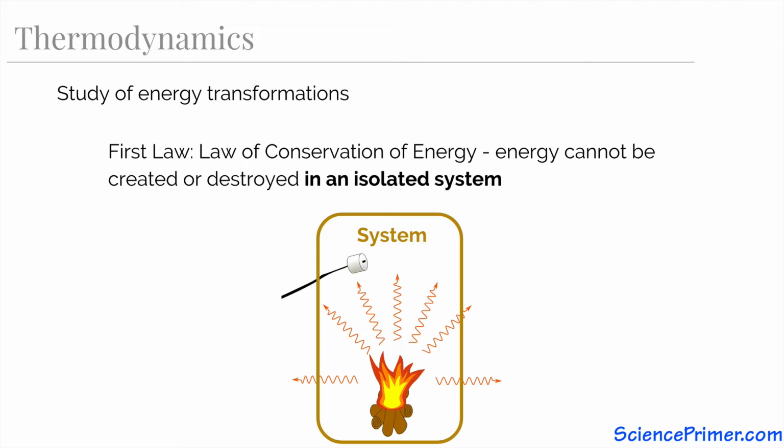Of course, only a small amount of the total energy being released by the fire is getting to the marshmallow, meaning the bulk of the energy from the fire leaves the system and enters the surrounding environment as radiant heat. The system is losing heat to the environment, but consistent with the first law of thermodynamics, the total amount of energy within the system and its environment remains constant.